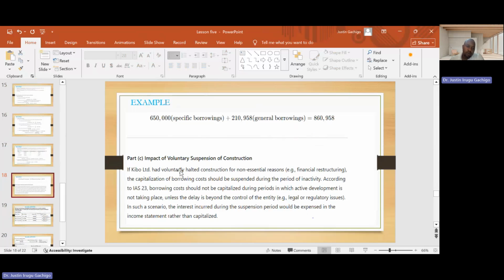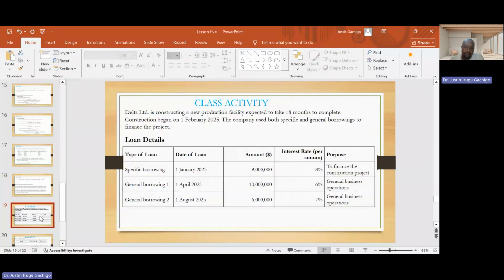Then the last question: the impact of voluntary suspension of the construction. If Kibio Limited had voluntarily halted construction for non-essential reasons, the capitalization of the borrowing cost should be suspended during the period of inactivity, according to IAS 23. Borrowing costs should not be capitalized during the period in which active development is not taking place, unless the delay is beyond the control of the entity, such as legal or regulatory issues. In such a scenario, the interest incurred during the suspension period would be expensed in the income statement rather than being capitalized.